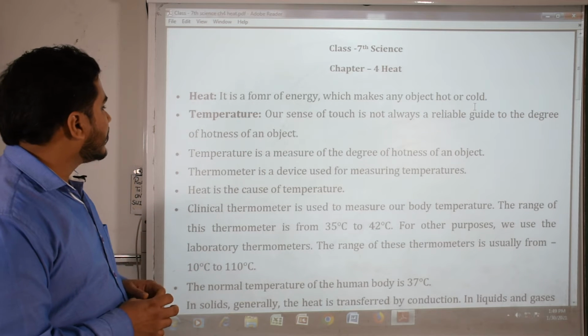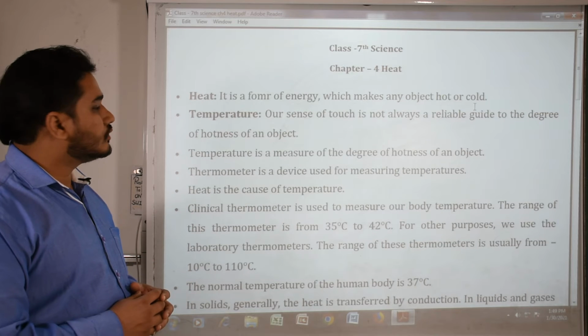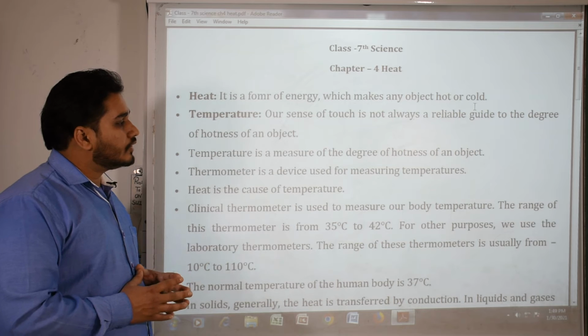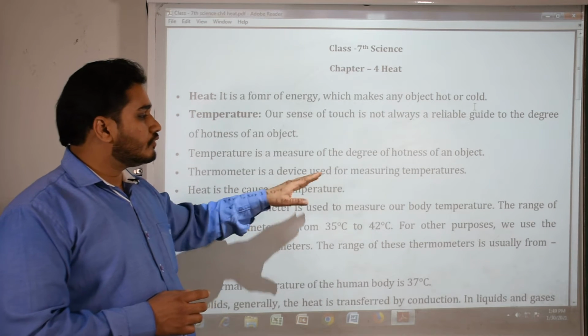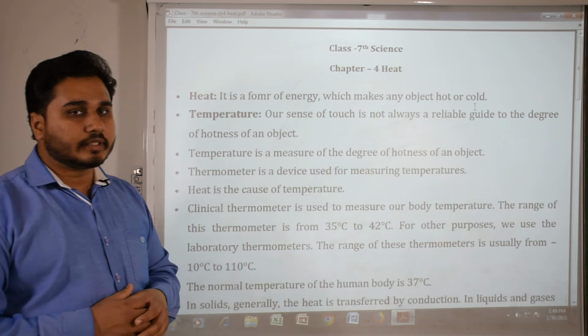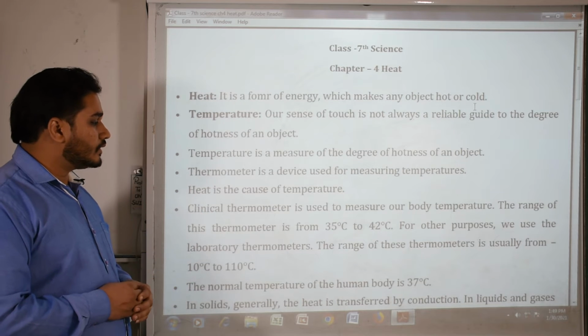Temperature. Our sense of touch is not always a reliable guide to the degree of hotness of an object. Temperature is a measure of the degree of hotness of an object. Thermometer is a device used for measuring temperature. If a question comes, what is the name of the device used to measure temperature? The answer is thermometer. Heat is the cause of temperature.